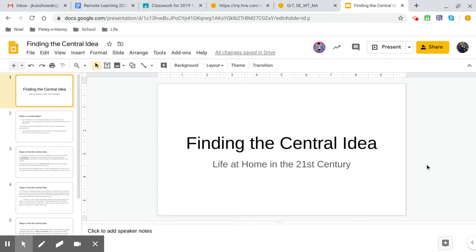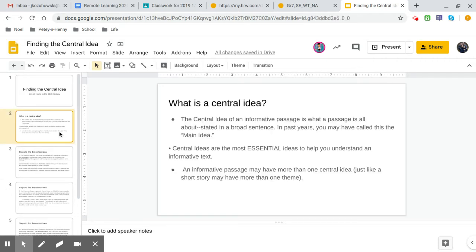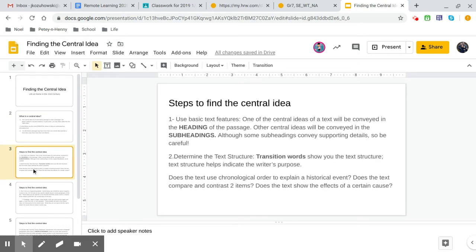These are just some strategies and some steps, especially with this text, because it's very challenging, Life at Home in the 21st Century. So, first of all, a central idea. This is the same thing as a theme in a short story or a piece of fiction. They're the most essential ideas to help you understand an informative text. In the past, and sometimes when we teachers make the mistake of calling it the main idea, but it's the same thing. All right, so here are the steps to find the central idea.